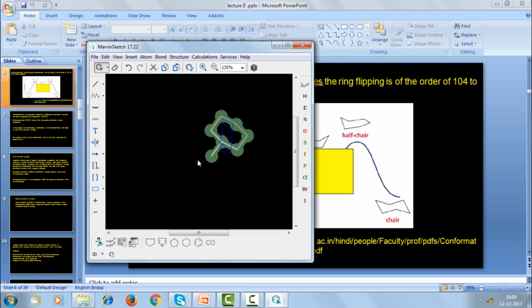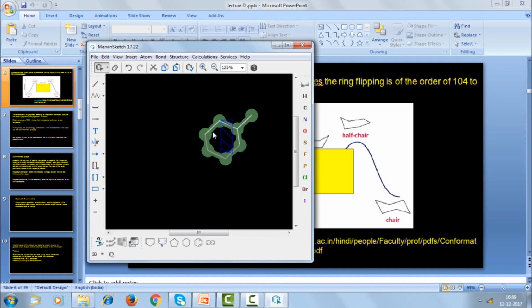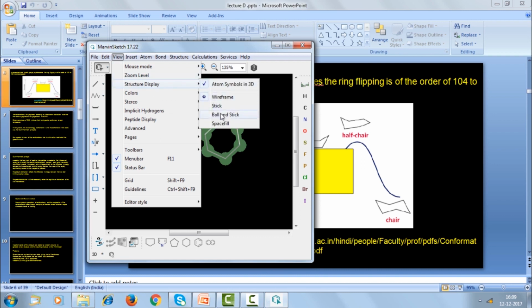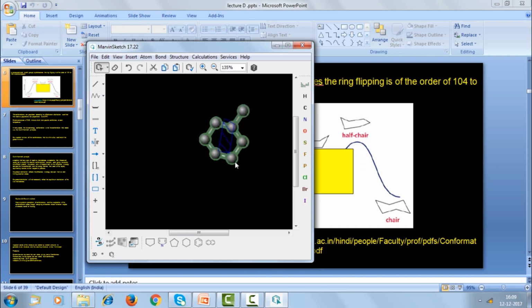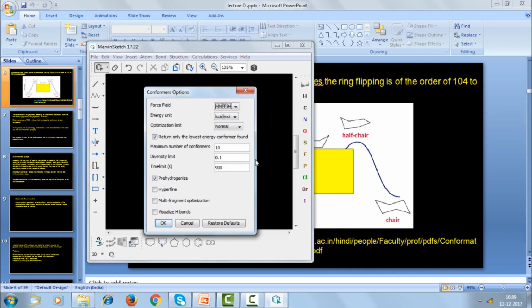So, this is for this, and we can look at it like this. So, this is not the minimum energy conformation. So, we can look at Marvin sketch, as you know here. We can view it in different forms. I had mentioned it before. So, it can be a wireframe type of form, ball and stick. Now, we can look at some calculations, we can look at conformations, different conformers we can say. So, I want to look at 10 conformers here.